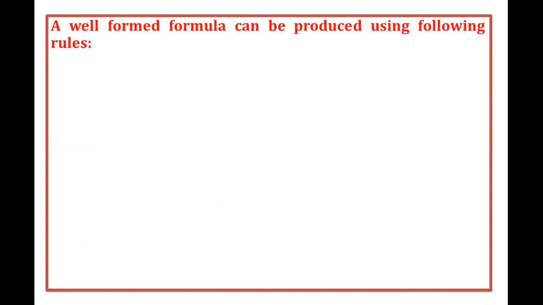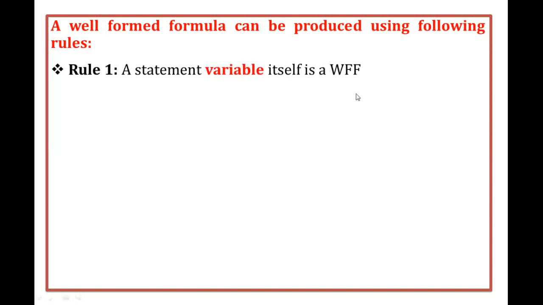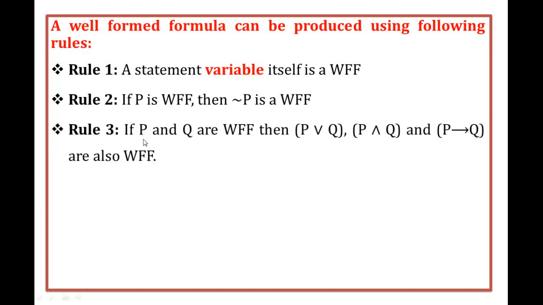Now, a well-formed formula can be generated by the following rules. In the first rule, a statement variable itself is a well-formed formula. Statement variables means propositional variables P, Q, R or A, B, C, D. In the second rule, if the statement variable P is a well-formed formula, then the negation of P is also a well-formed formula. Suppose Q is a well-formed formula, then negation Q is also a well-formed formula. In rule number 3, if two statement variables P and Q are well-formed formulas, then P or Q, P and Q, and P then Q are also well-formed formulas.